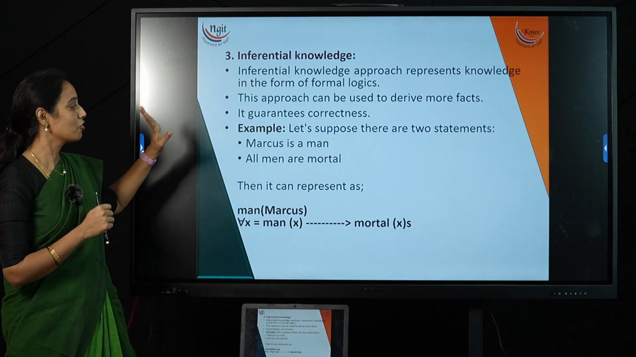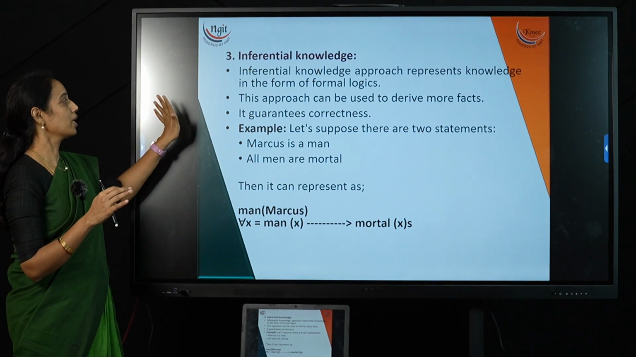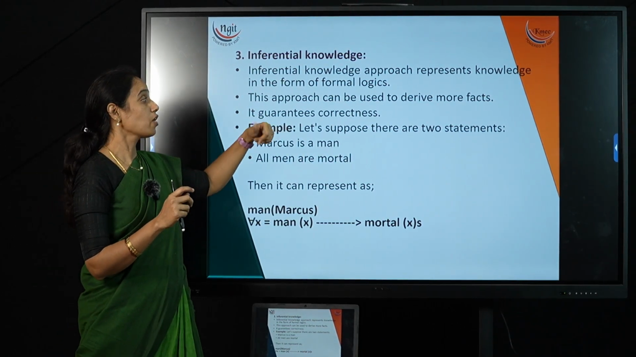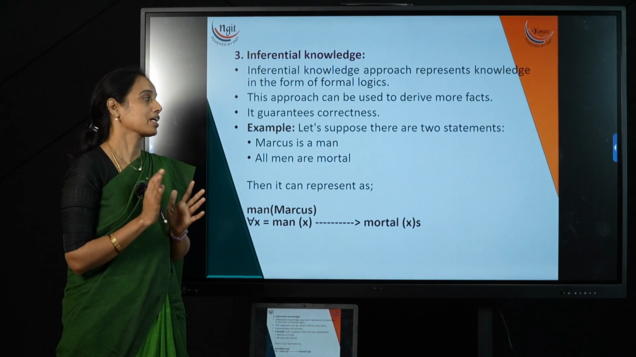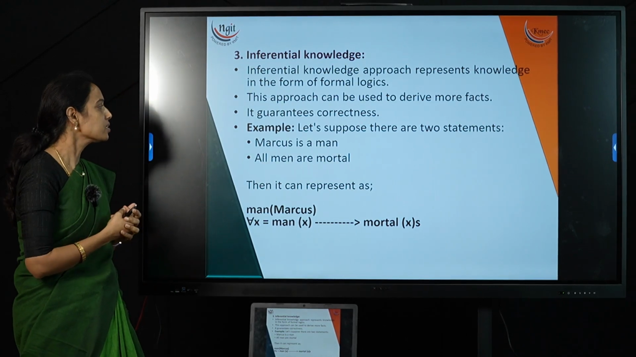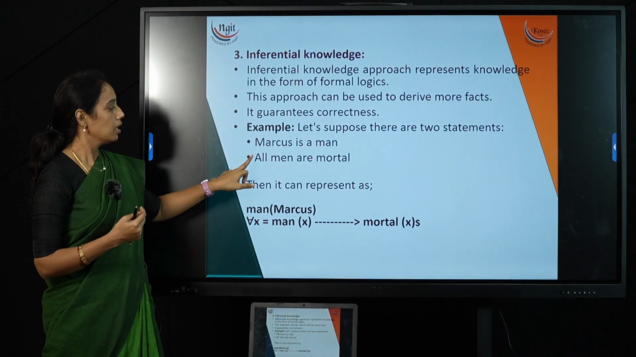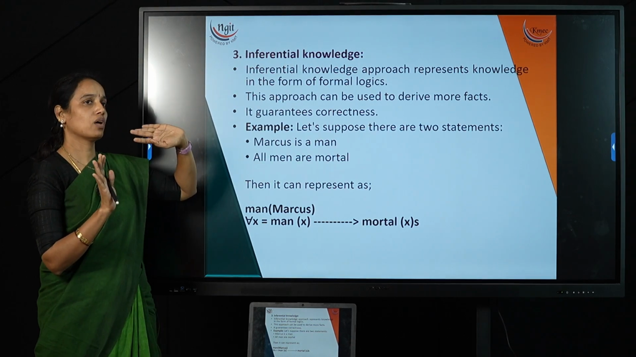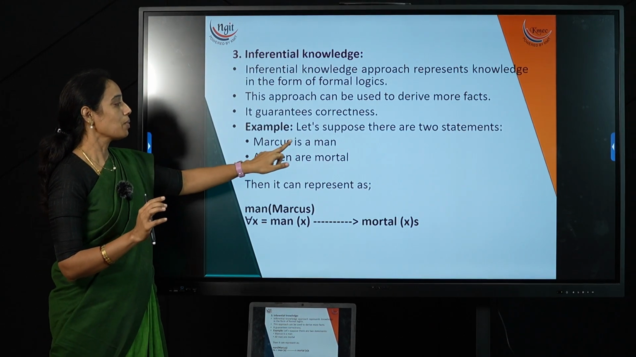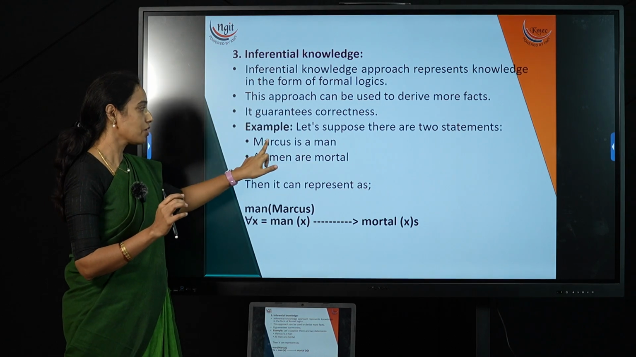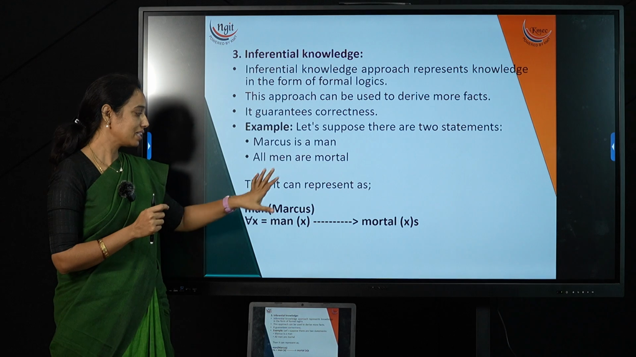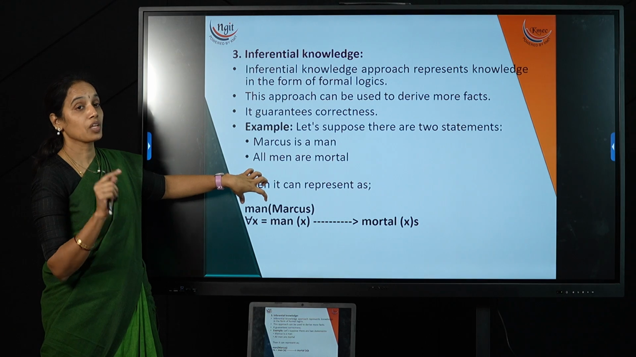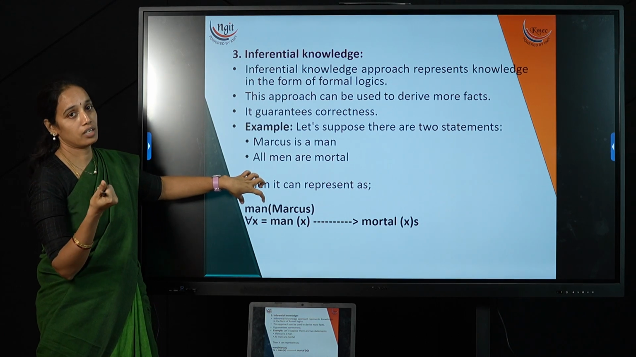And the next one here is inferential knowledge. This approach will be in the form of formal logic. This is used to derive more facts, and it definitely guarantees correctness. Let us take 2 statements: Marcus is a man and all men are mortal. Once a knowledge-based agent has inferential knowledge, it has to conclude that when Marcus is a man and all men are mortal, yes, definitely Marcus is mortal. The representation is something like this. These representations we are going to study when we discuss predicate logic or first order logic.